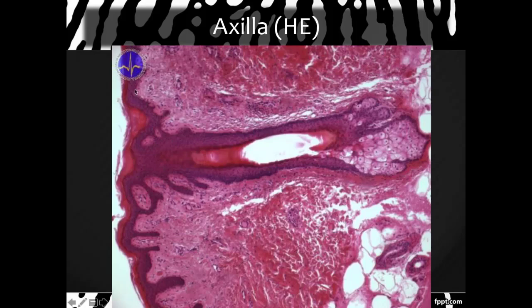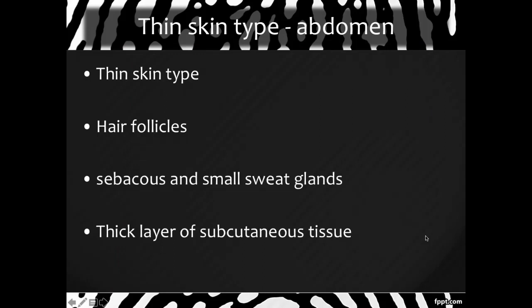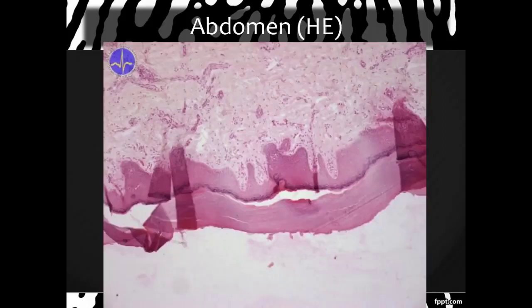Thin type of skin. You can see the epidermis here, the stratum corneum. This is the dermis. In the dermis, you can see the hair follicle with hair. This is part of the follicle, and this is a sebaceous gland which is associated with the hair follicle. You can see the adipose tissue of the tela subcutanea here. And this is the abdomen. It's also the thin type of skin.